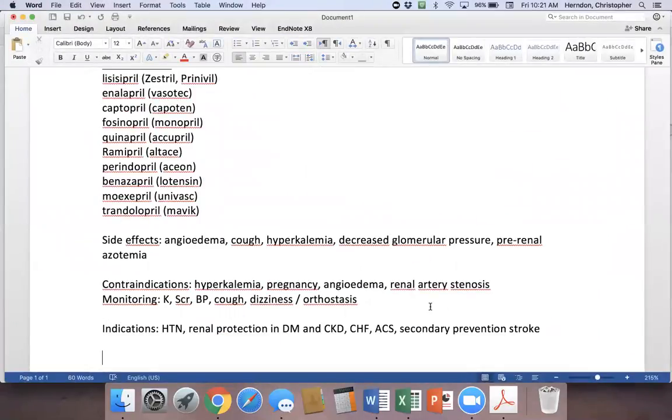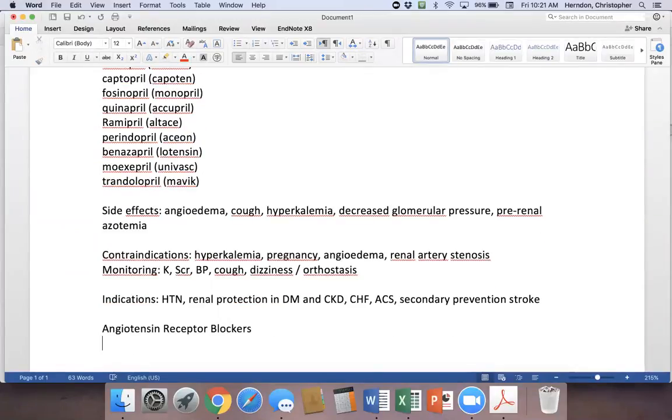We good? All right. You get to pick the next drug class. All right. So angiotensin receptor blockers. Okay, go. Give me one. Brand name's Diovan. Okay, give me another one. Candesartan. Okay, I like it. Brand name Atacand.